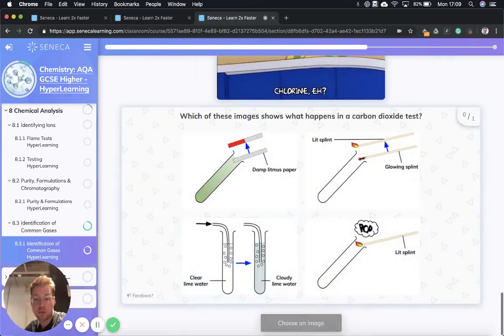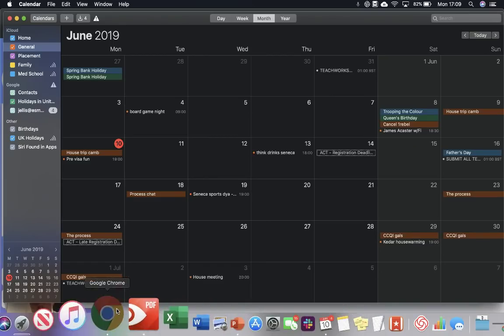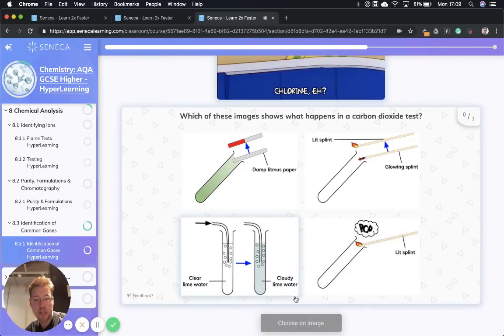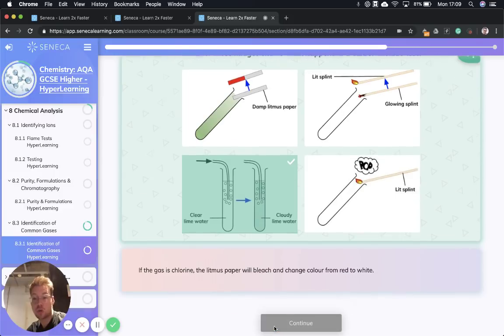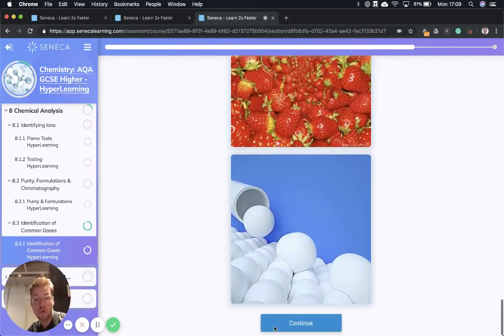So, what do we do to test for chlorine? Well, I am glad you asked. We take our damp litmus paper, and if the gas is chlorine, it will bleach and change color from red to white. So the damp litmus paper will go from red to white if the gas is chlorine. So that is how we test for chlorine.